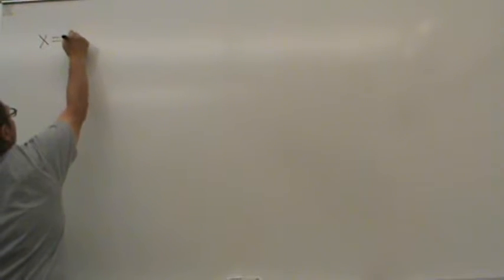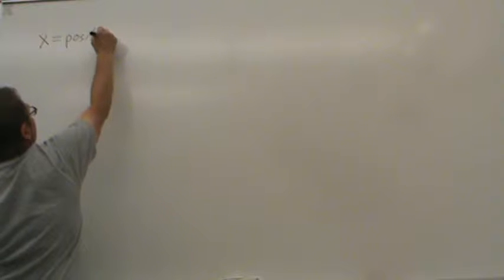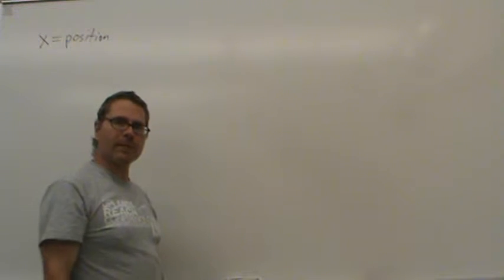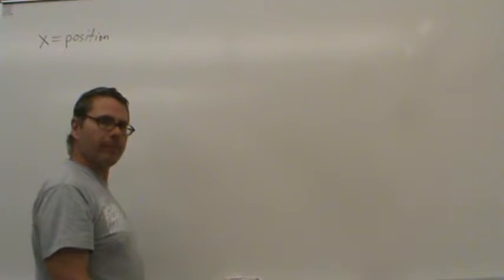In this brief video, we're going to discuss the concepts of position, displacement, and average velocity. The position of an object is the location of the object at a particular point in time. We're going to use the general symbol x for position.